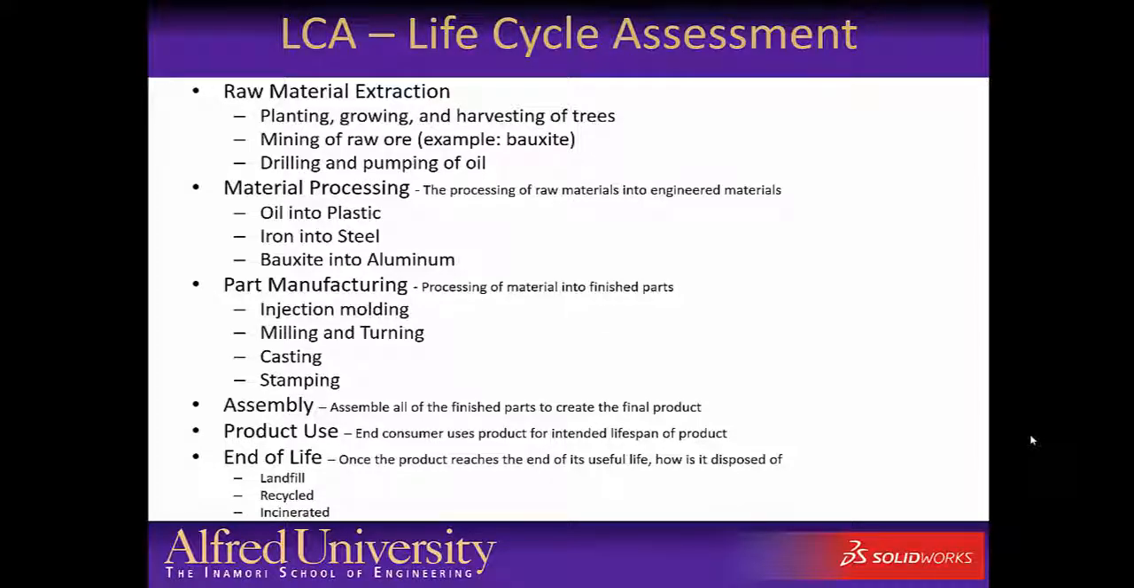There are a number of processes by which you can make a part, depending on the material and depending on the actual use of the part. Plastics can be injection molded. Metals can be milled or turned. Almost anything can be cast. Metals, for example, can be plastically deformed in a process called stamping.